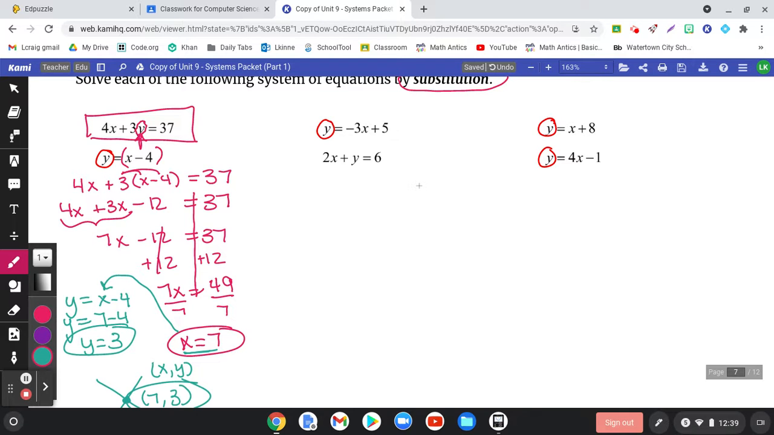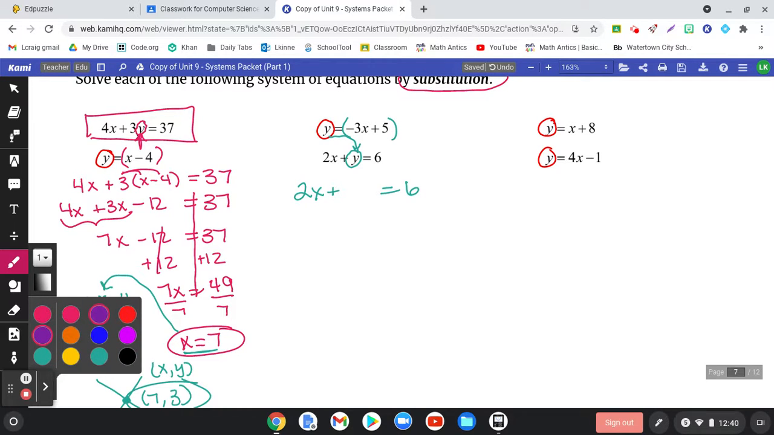All right, the second one, the top one solved for y. So again, I'm going to take out this y in here. So instead of writing 2x plus y equals 6, I'm going to replace it with this. So 2x plus negative 3x plus 5 equals 6. So we took out the y and replaced it with what it's equal to from the other equation.